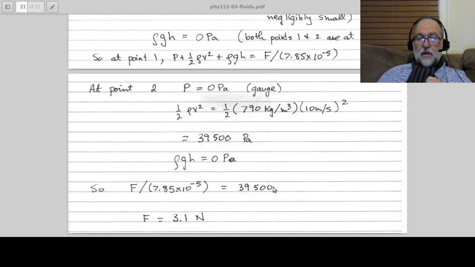So 39,500 has got to equal the total energy density at point number one, and above, we determined that that was just the force divided by the cross-sectional area. So we equate the two. That equality is true because of Bernoulli's principle. Then just solve, and it turns out to be 3.1 newtons, which is very little. As you would expect with a needle, you don't have to push very hard, and you're going to get quite a fast stream flowing out. So that solves the problem.